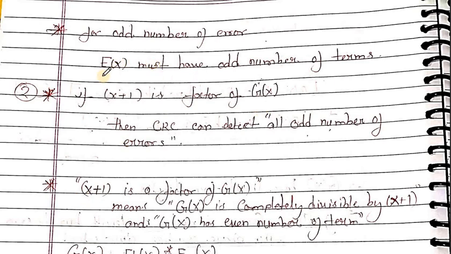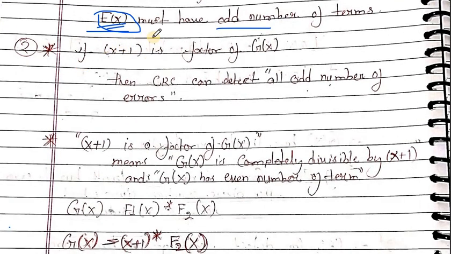For an odd number of errors, E(x) must have an odd number of terms. As we know, if there is just one term in the error polynomial function E(x), then it is a 1 bit error. If there are 3 terms in E(x), which is odd, then there is a 3 bit error, which is odd. So if E(x) contains an odd number of terms, then there is an odd number of bit errors in the polynomial function.